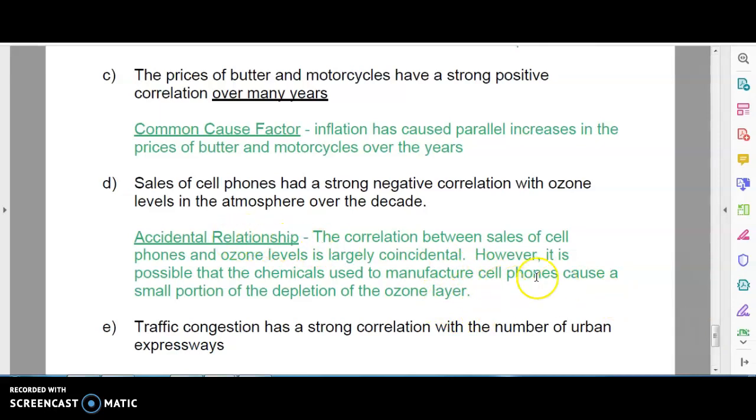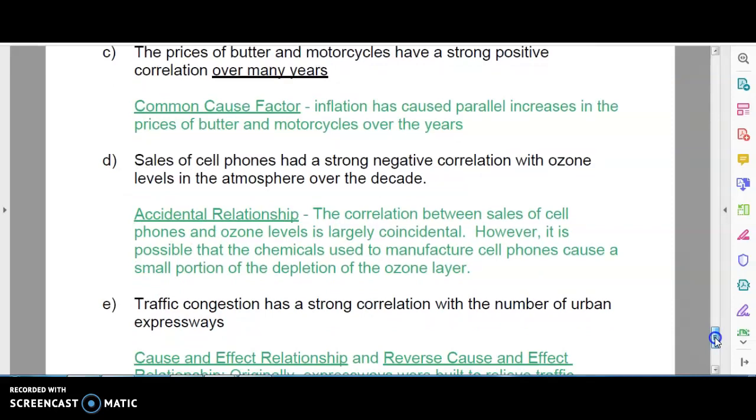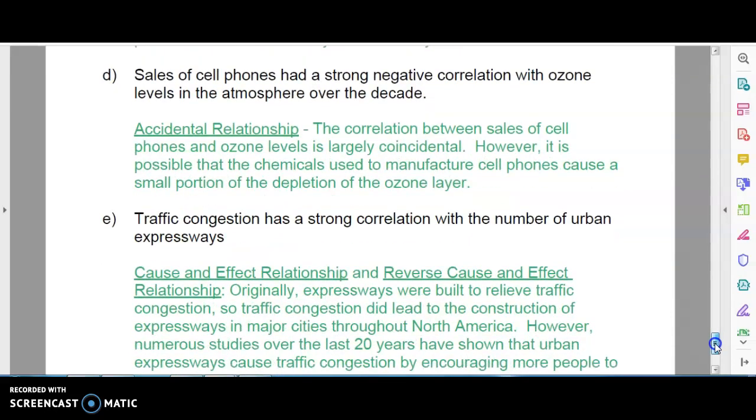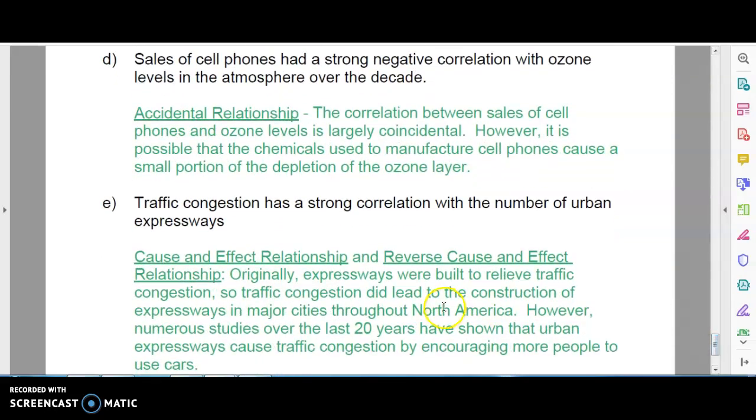We're saying accidental, but you could argue that cell phones emit chemicals that could cause a detriment to the ozone layer. Traffic congestion has a strong correlation with the number of urban expressways, and here's a perfect example of two different relationships that you could easily argue. It could be cause and effect, and it could be reverse cause and effect. So originally, expressways were built to relieve traffic congestion. So traffic congestion led to the construction of highways or expressways. However, numerous studies over the last 20 years have shown that urban expressways cause traffic congestion by encouraging people to use cars more. Okay, so both work here.